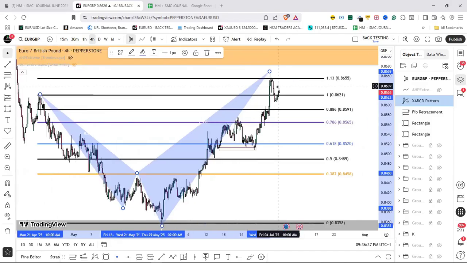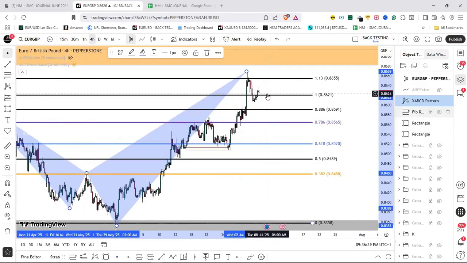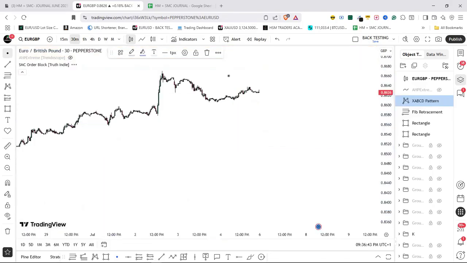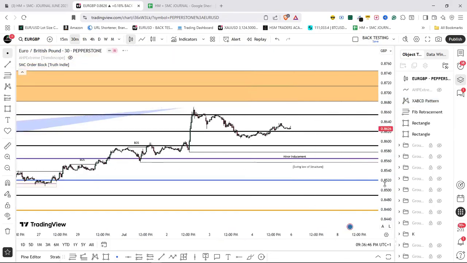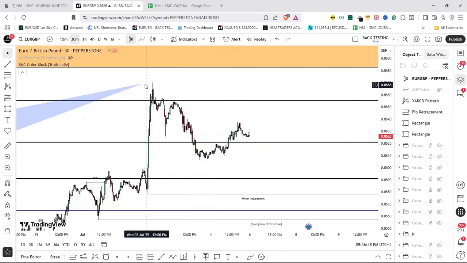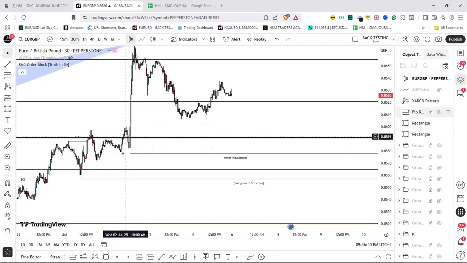But based on our entry, do we have any kind of sweep? Do we have a structure shift? So let's go to the 30 minutes time frame. Okay, we still don't have a structure shift. So this is the last structure here.